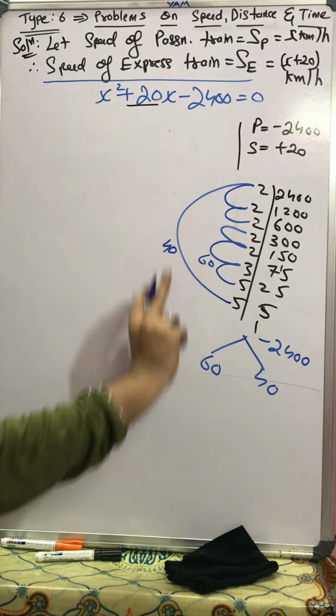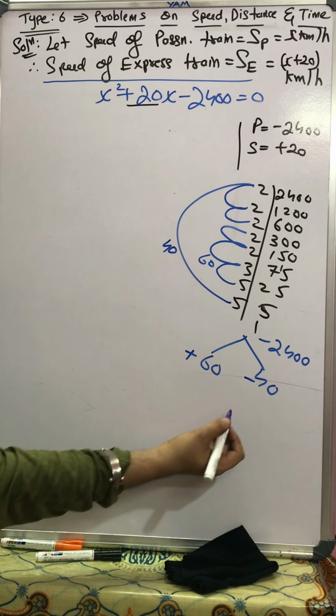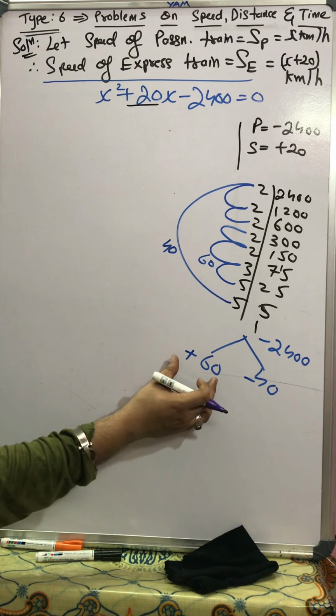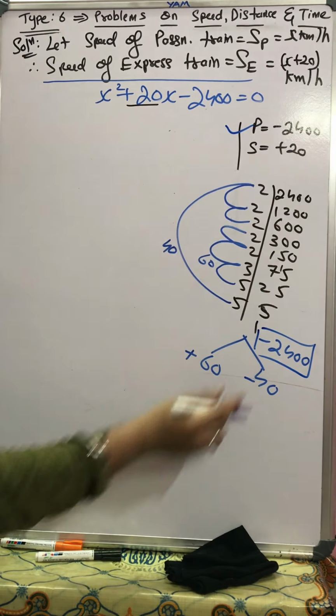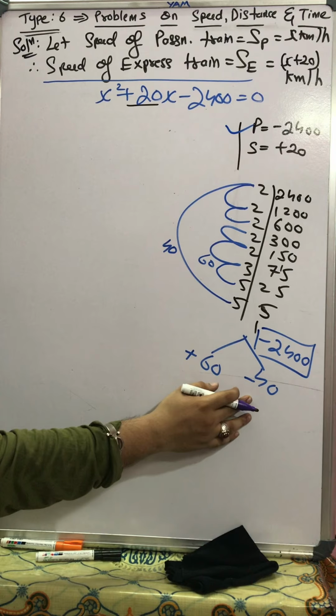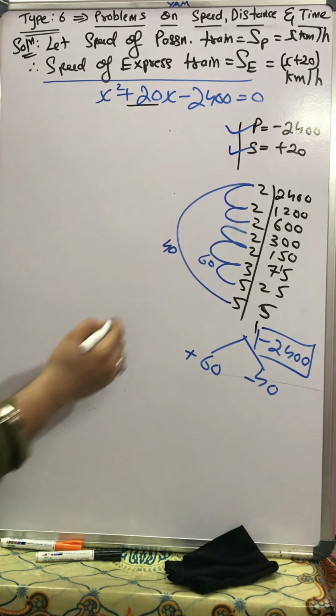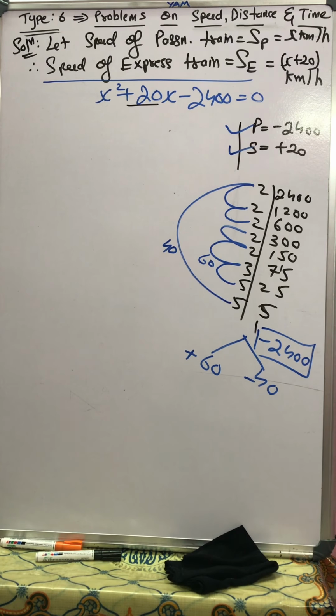Okay, and we want plus 20 if we add. So if this is plus, this is minus. 6 4s is 24. So plus 60 minus 40 becomes minus 2400. We achieved our product. And when we add plus 60 minus 40, we'll get the summation as plus 20. So this is our two numbers.